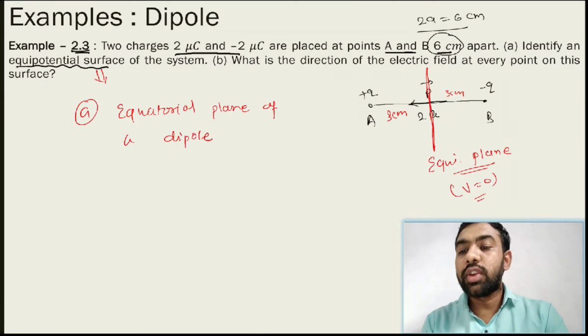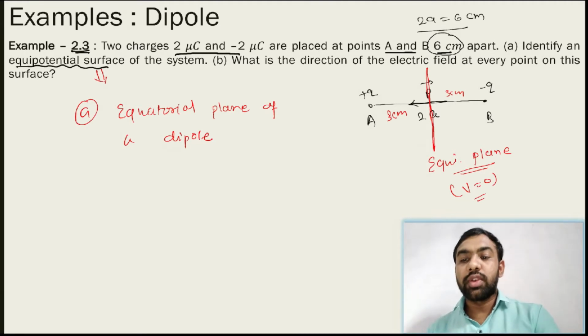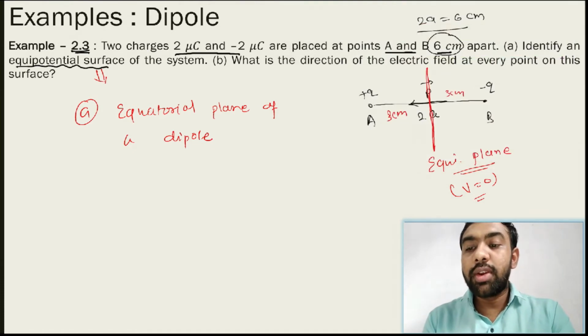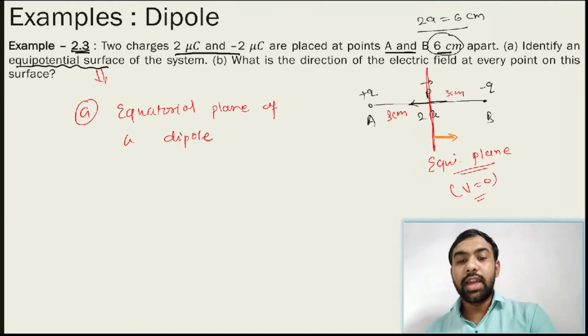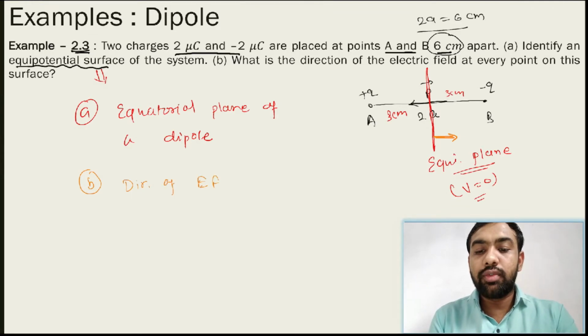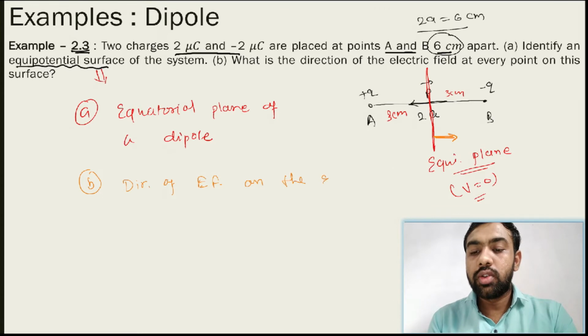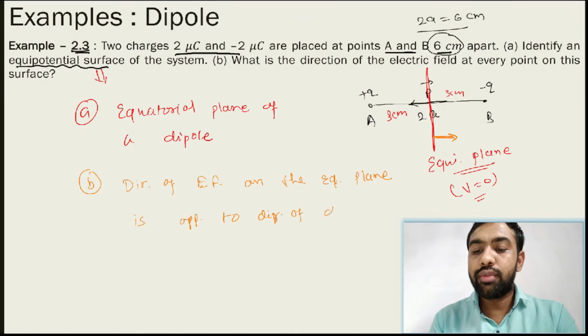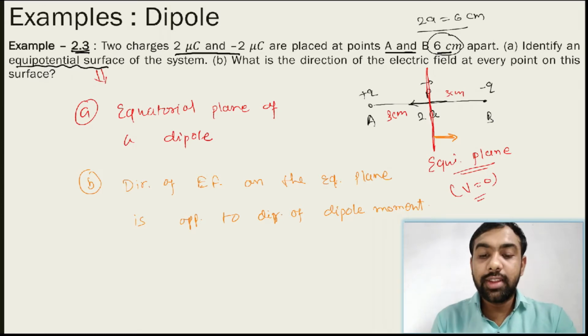Second, what is the direction of electric field at every point on this surface? So what is the direction? Opposite to the dipole moment, as we studied. So the dipole moment right now is on the left hand side, so everywhere this electric field is where? Right hand side. So the second question's answer: the direction of electric field on the equatorial plane is opposite to the direction of dipole moment.